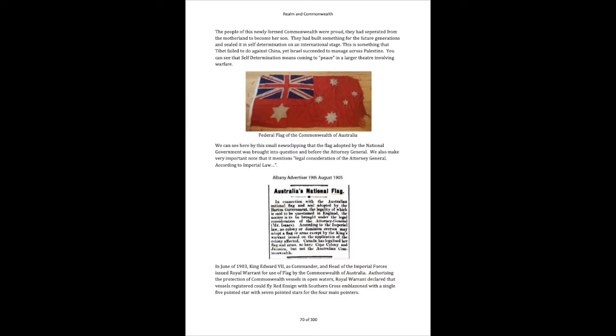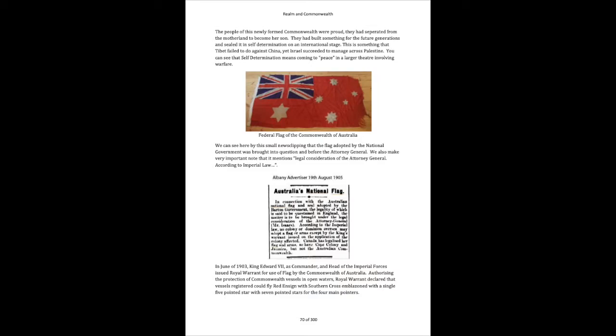We can see here by this small newspaper clipping that the flag adopted by the national government was brought into question and before the Attorney General. We also make very important note that it mentions legal consideration of the Attorney General according to Imperial law. In June 1903, King Edward VII, as commander and head of the Imperial forces, issued royal warrant for use of the flag by the Commonwealth of Australia, authorising the protection of Commonwealth vessels in open waters.